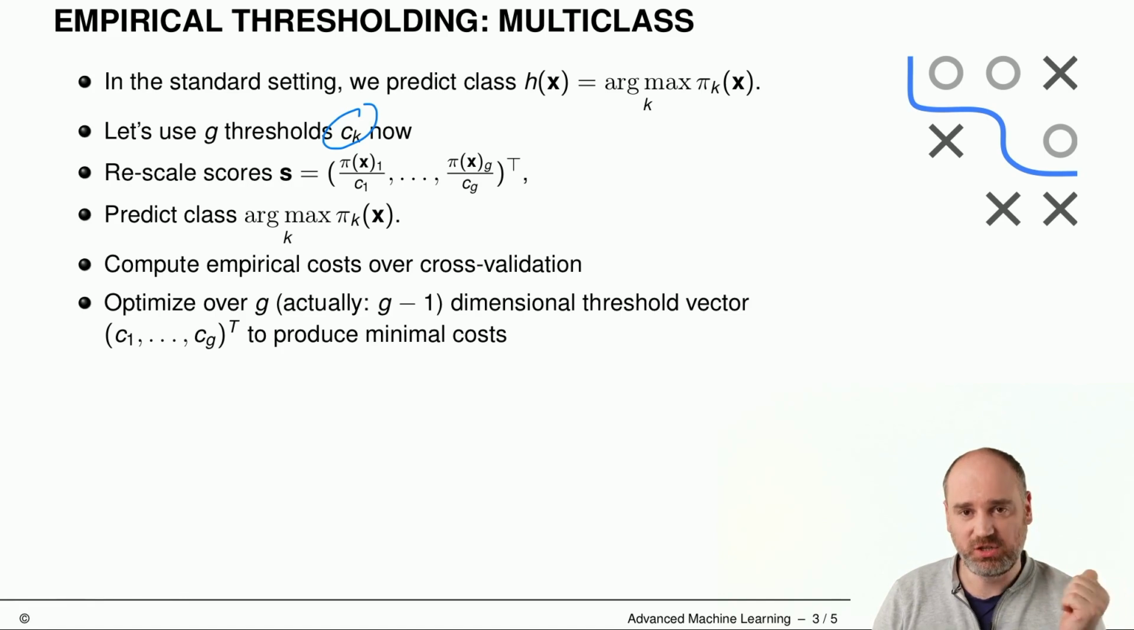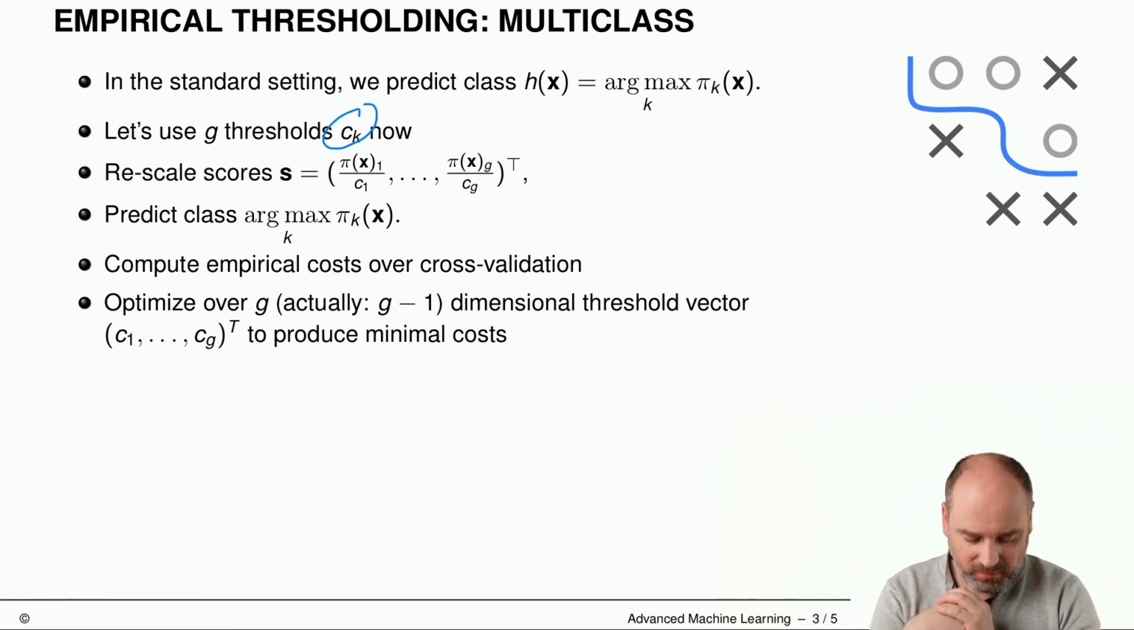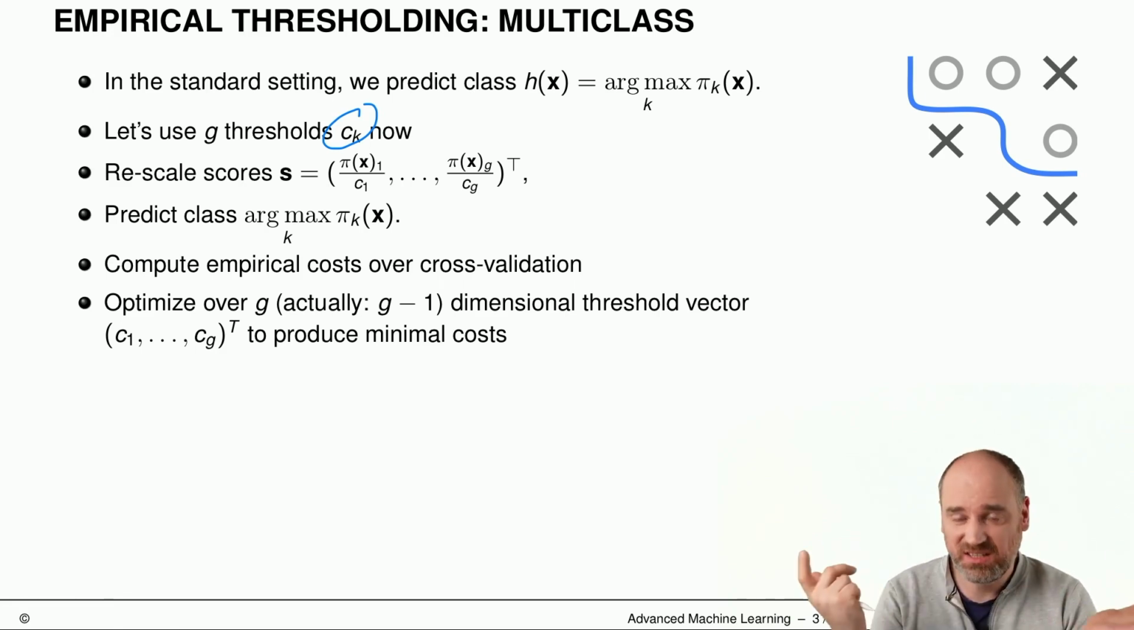Let's assume all of our thresholds, so all of the entries in C, would be equal. So for example, they are all 1. Then taking the argmax of these rescaled scores is simply taking the argmax of the posterior probability vector, which is something we would have done anyway if there wouldn't have been any costs.